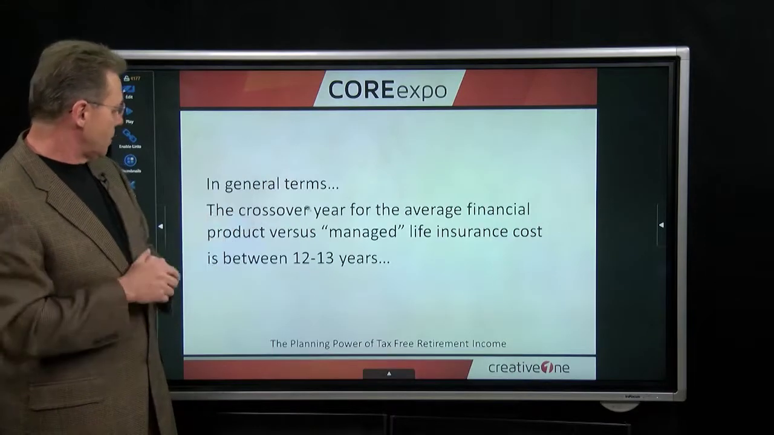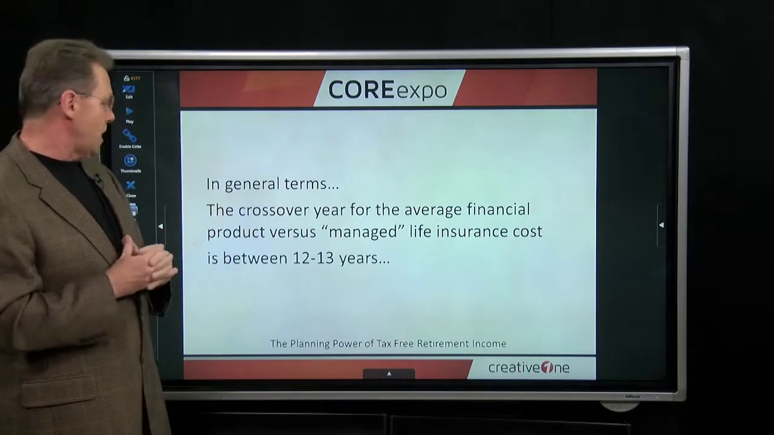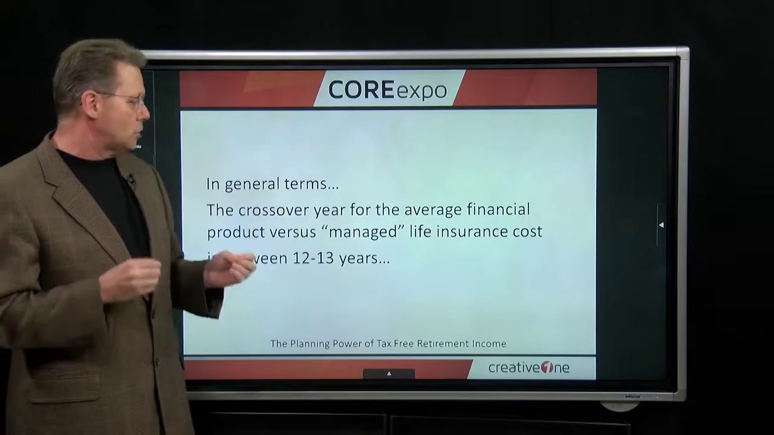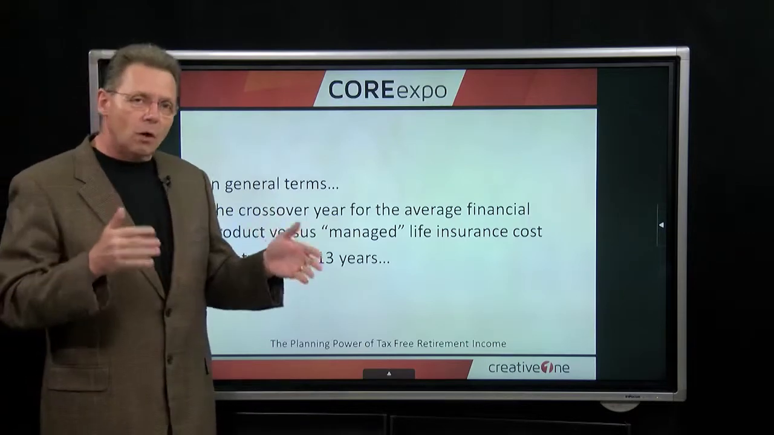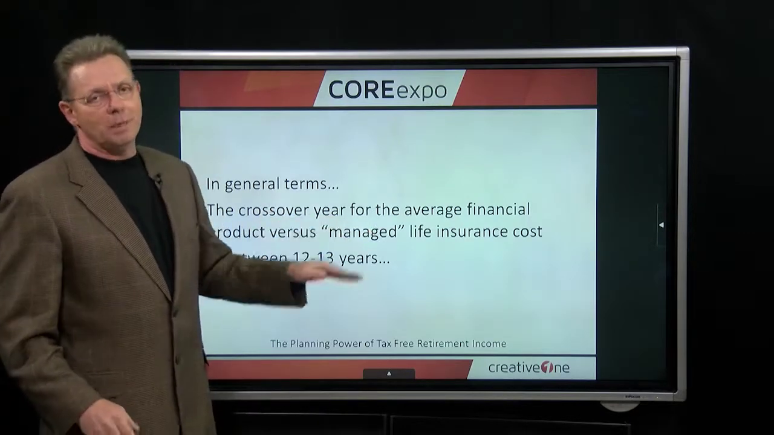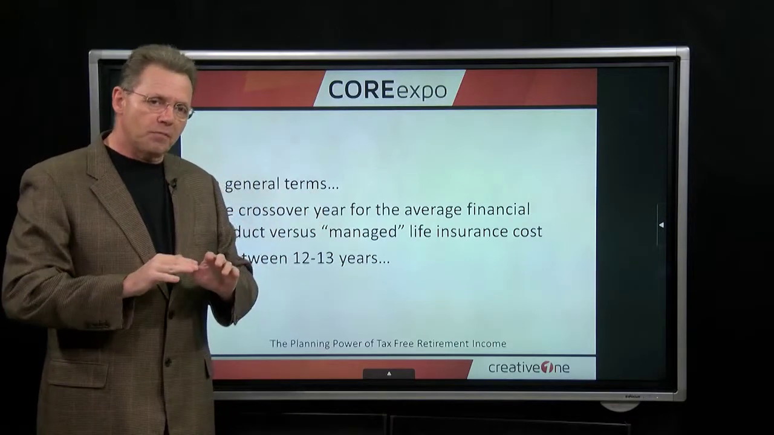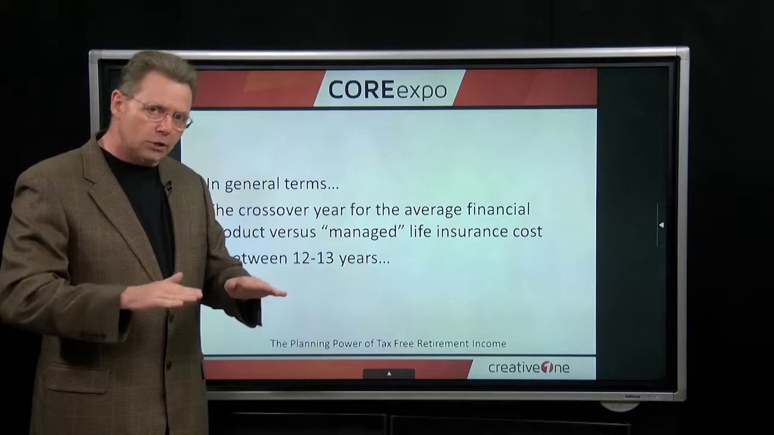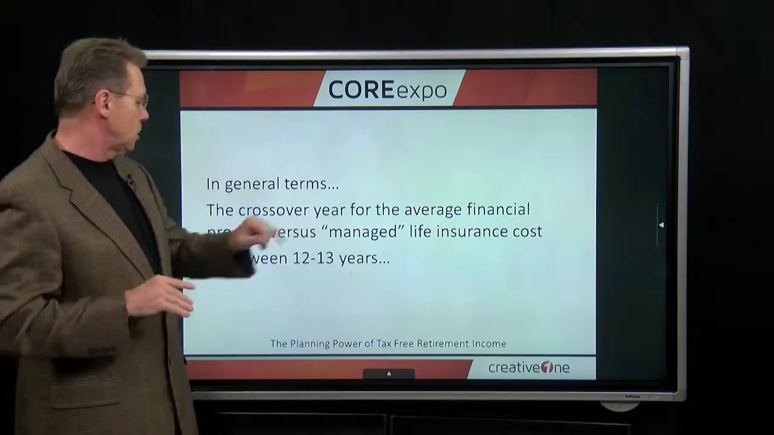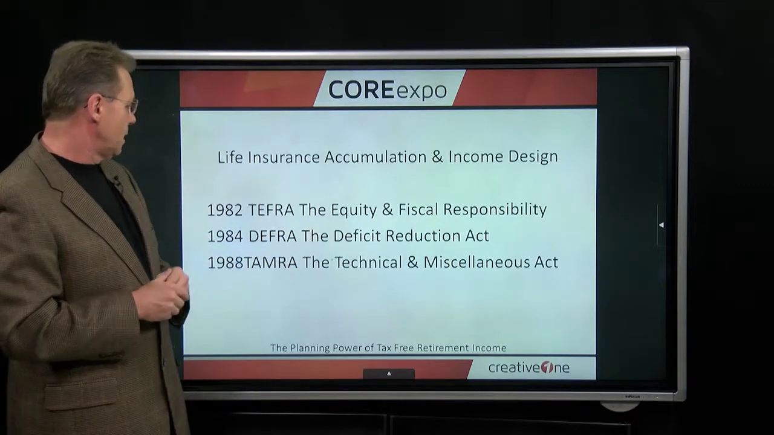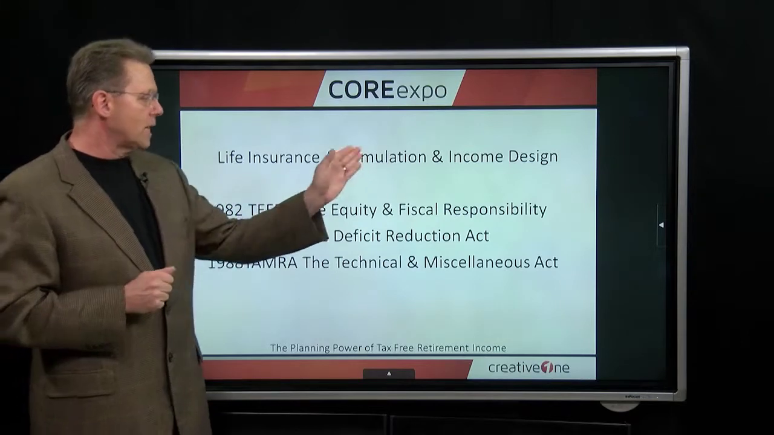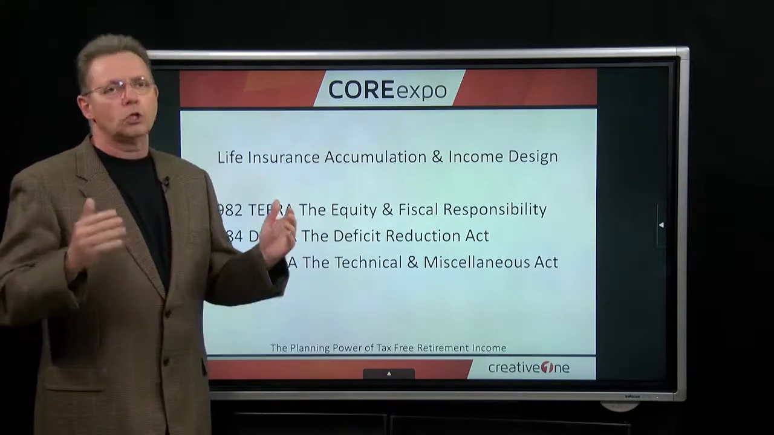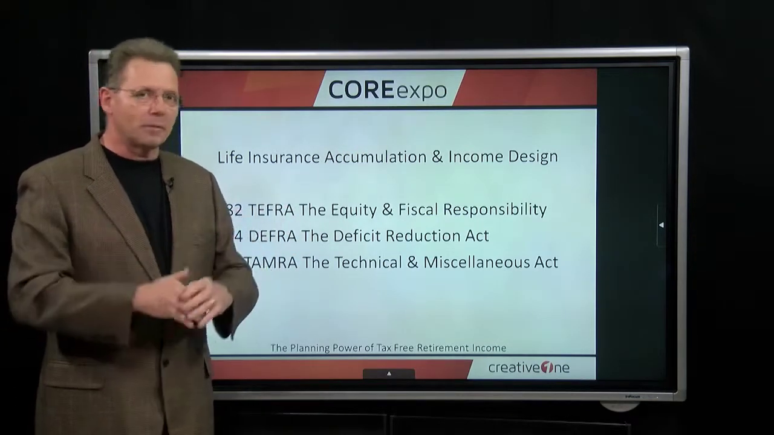And I showed you that. In general terms, the crossover year for the average financial product versus a managed life insurance cost is about between 12 and 13. And I use the word managed because, again, I suppress the death benefit under the code so that I can really get as much accumulation and tax-free distribution as I can. And these are the three basic ideas that we're going to walk through so that you can understand the mechanics of this in our next segment.